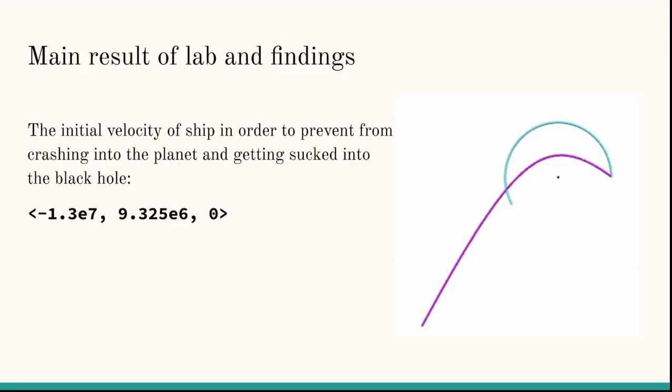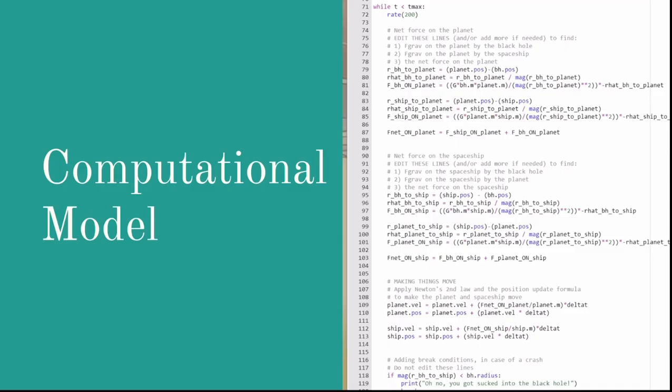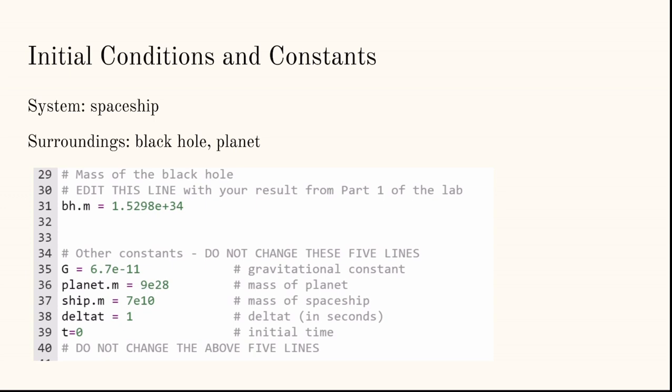For part 2 of this lab, the main result of our findings is that the initial velocity of our ship is equal to negative 1.3 e to the 7th, 9.325 e to the 6th. In our computational model, the initial conditions and constants are that our system is the spaceship, and our surroundings are the black hole and the planet that put force on it. Over here we've shown our other constants.